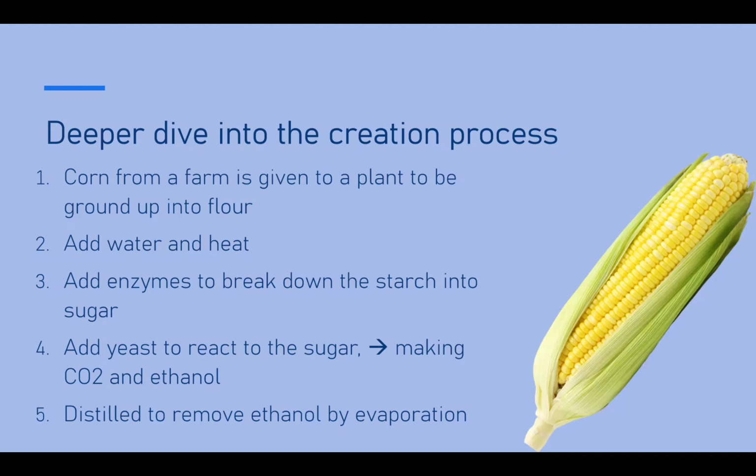Now, a deeper dive into the creation process of ethanol. First, we start with corn from a farm that is given to a plant to be ground up into a flour. Then, with that flour, we add water and then heat up the water. Then again, we add enzymes, which break down the starch in the corn into sugars. Then we add yeast to react to the sugar, making CO2 and ethanol. Then we distill it with evaporation to remove the ethanol from the CO2.